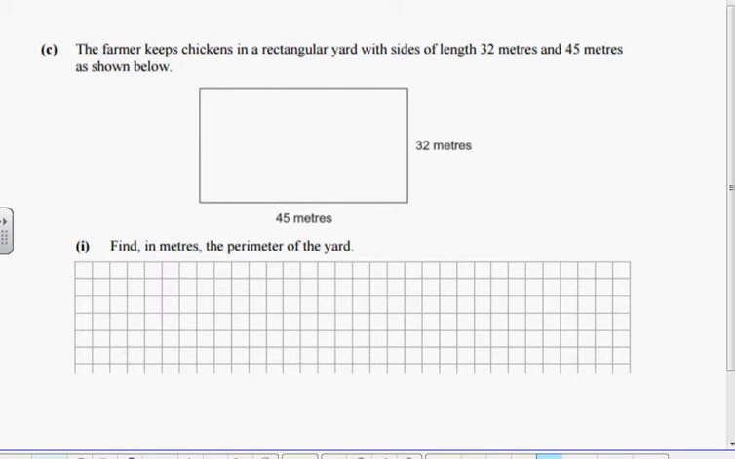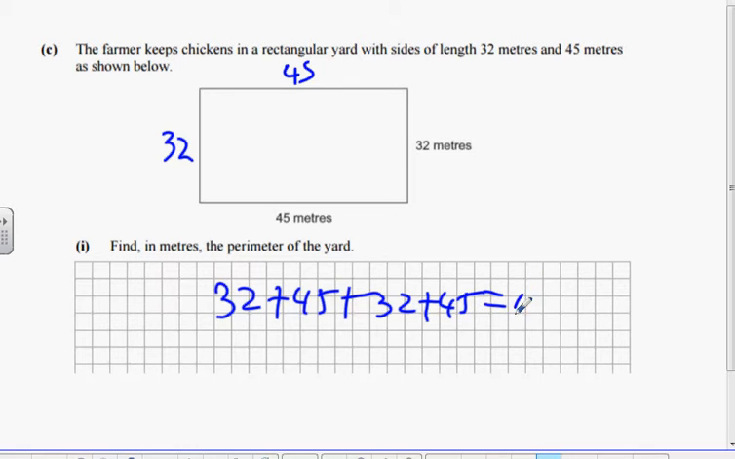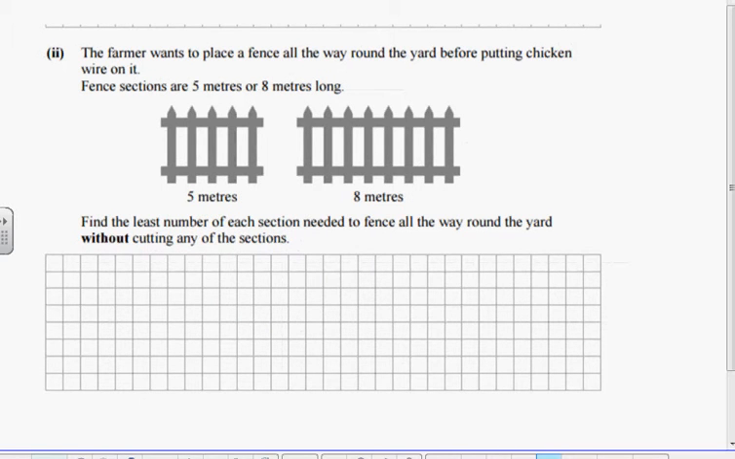The farmer keeps chickens out in a rectangular yard with these measurements. Find the perimeter of the yard. That's easy, isn't it? 45 plus 45 plus 32 plus 32. What do you get? Okay, won't stay there too long.